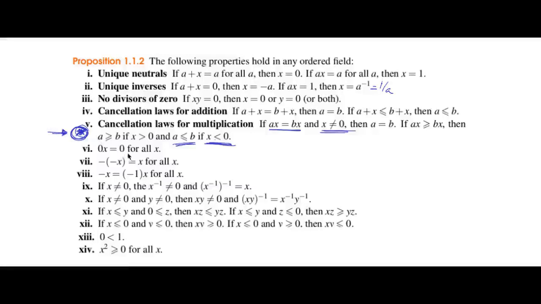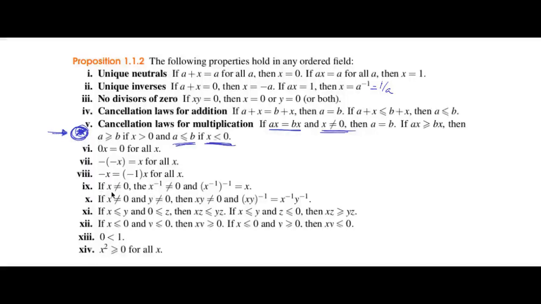0 times x is 0. It doesn't matter which x you write. Minus x: the inverse of minus x is x for all x. Minus x, you can write it as minus 1 times x for all x. So if you multiply x by minus 1, you get minus x.